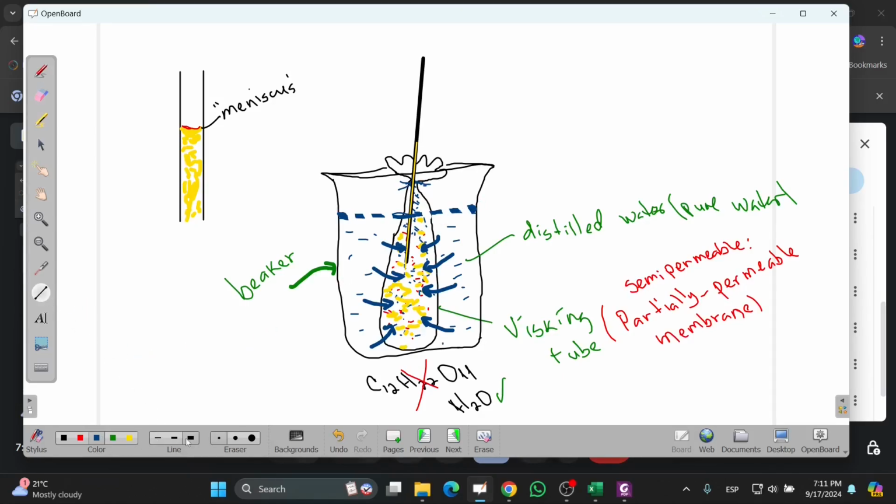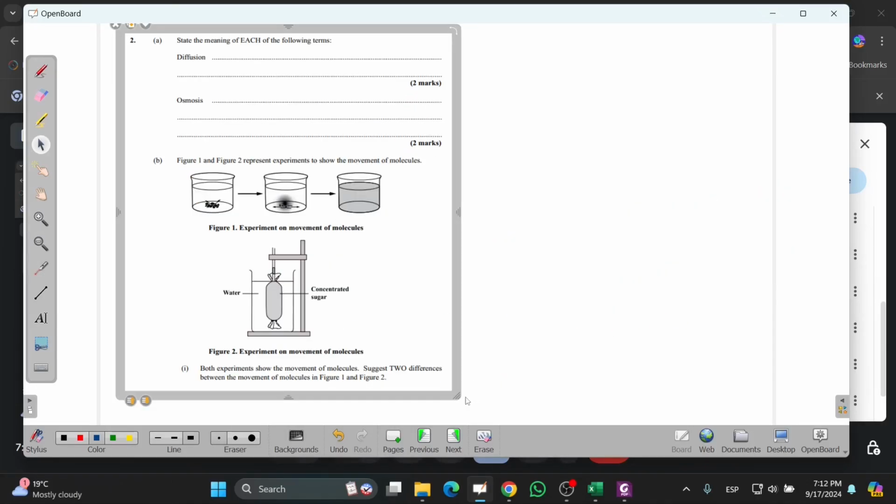Now it is somewhere here, let's say here, right? And then the level of sugar water in the Visking tube would have increased, right? Its volume. The Visking tube would have probably got fatter, kind of, right? And then this meniscus would have moved upwards because of the pressure of the water that is coming into the Visking tube. Guys, this is a past paper question.